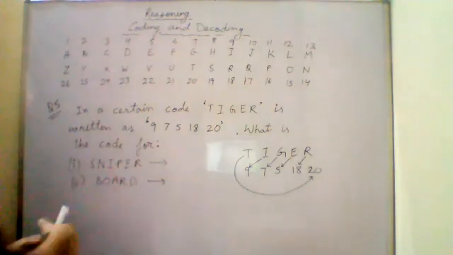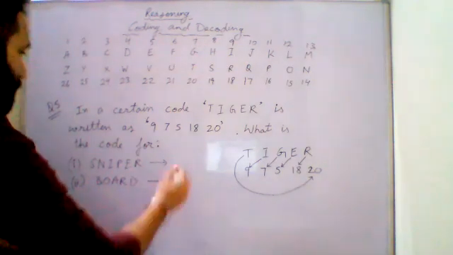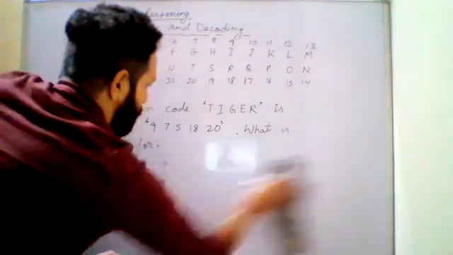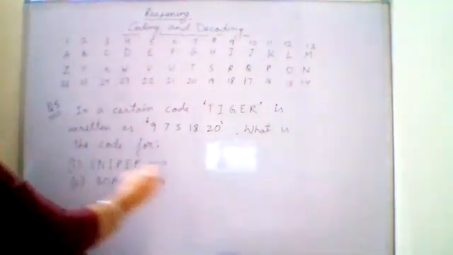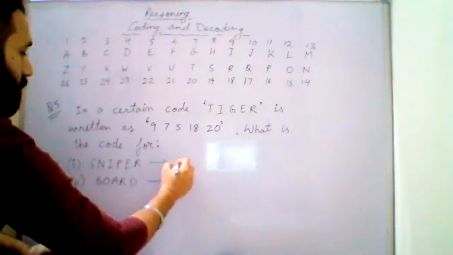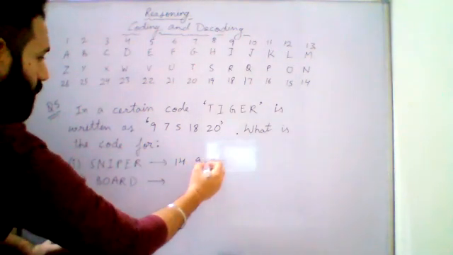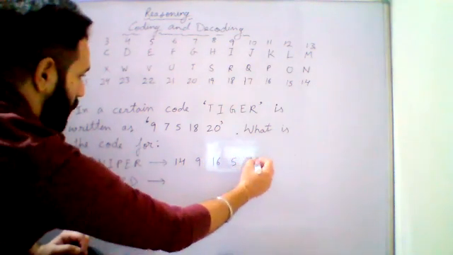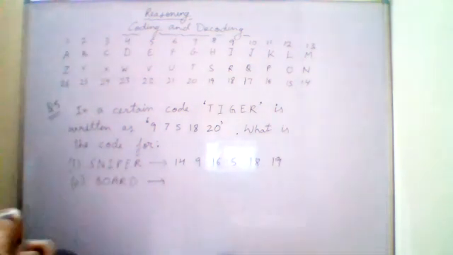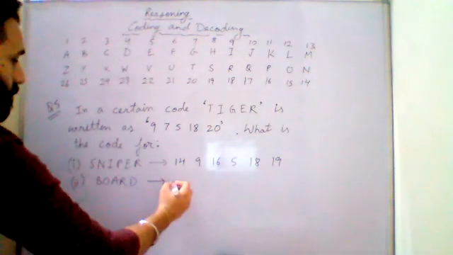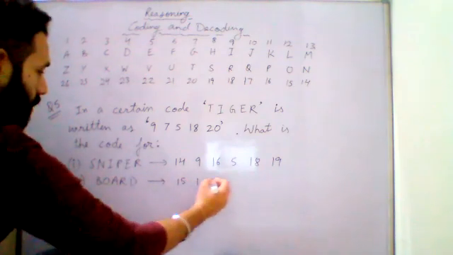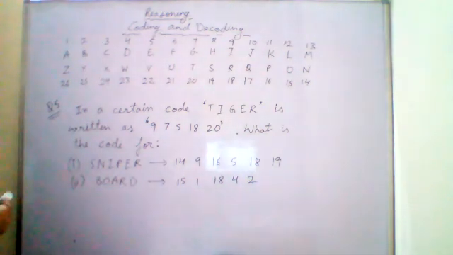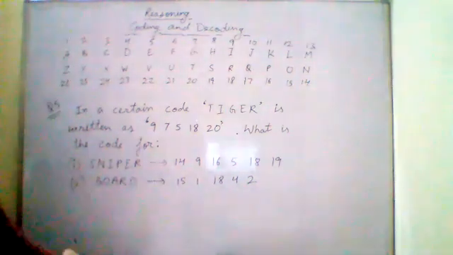I tell you the answer of the first one. I'm writing the answer. First one: 14, 9, 16, 5, 18, 19. This is the answer for the first one. Second one: 15, 1, 18, 18, 4, 2. This is the answer for the second one.